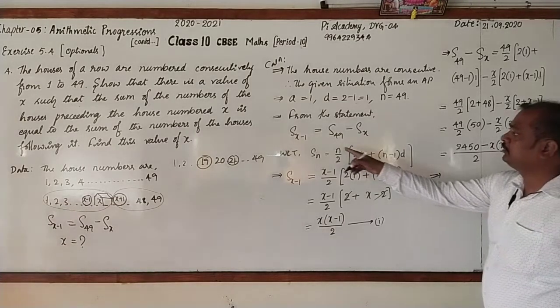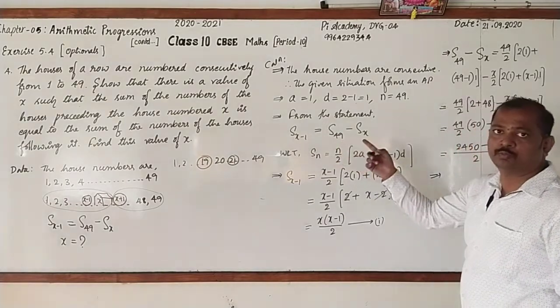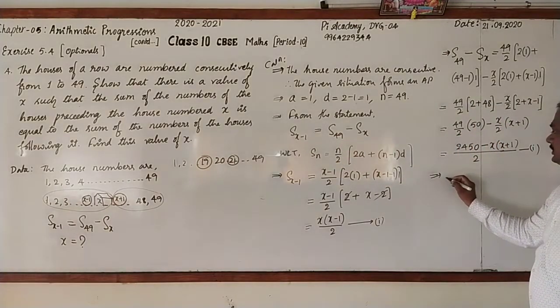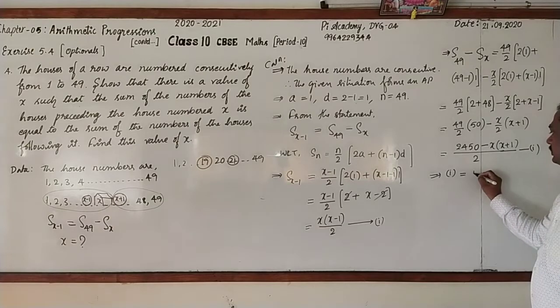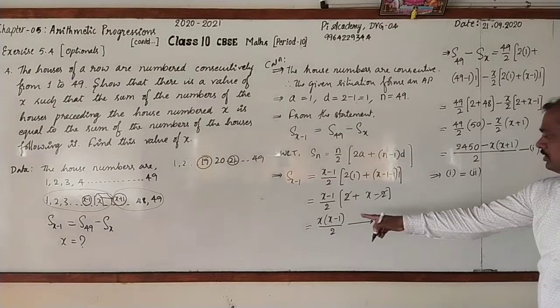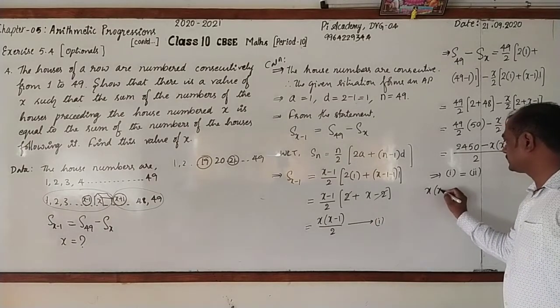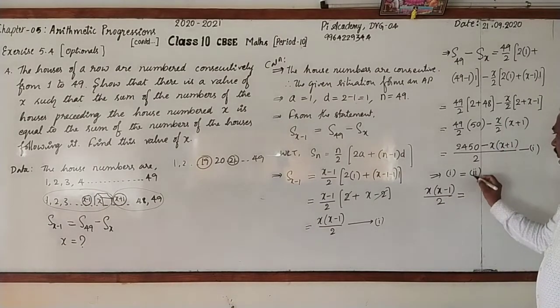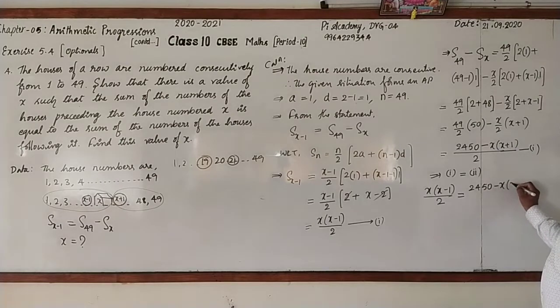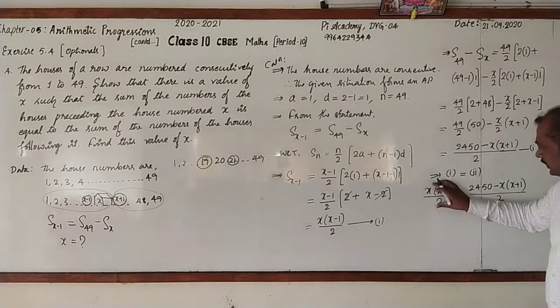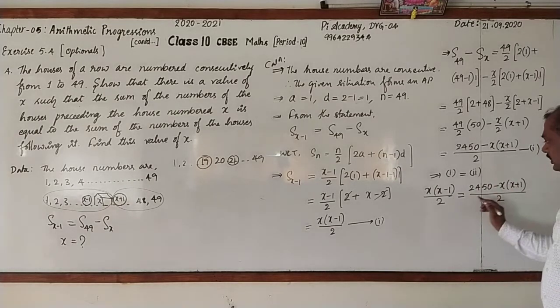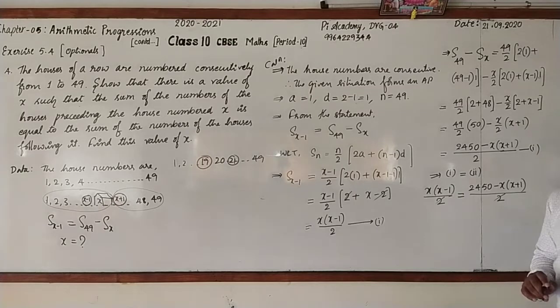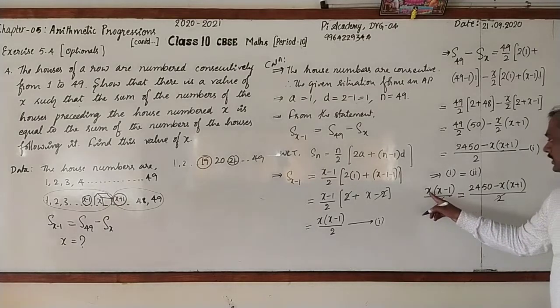Observe, we know that statement 1 and statement 2 both are equal. Here I'll write statement 1 equal to statement 2. That is, x into (x minus 1) by 2 is equal to (2450 minus x into (x plus 1)) whole divided by 2. Here is one term, here is one term. Both are fractions and the denominators are the same. You can cancel it.